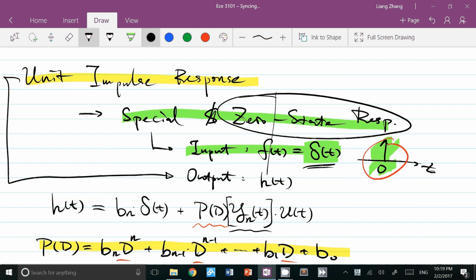So the next question is, well, this is only a very special type of input. How do we extend the discussion right here, assuming we know how to calculate h of t? How do we extend our knowledge to find the zero state response to any generic signal based on h of t? Well, this is the problem we're going to answer now.